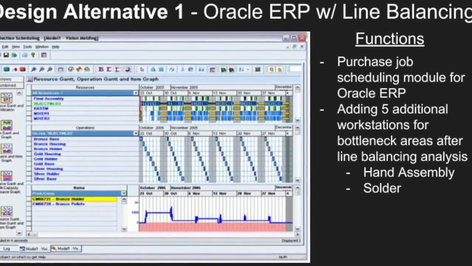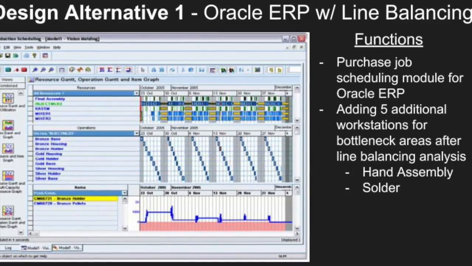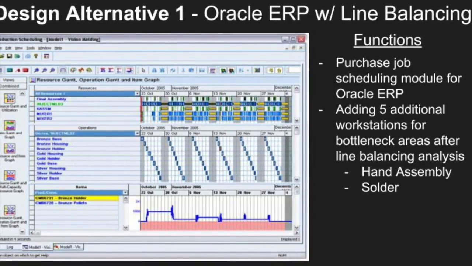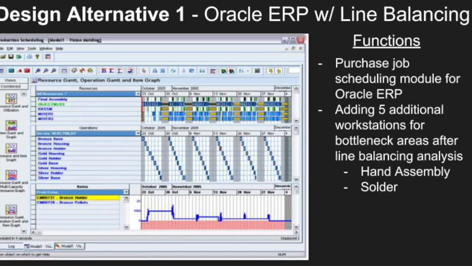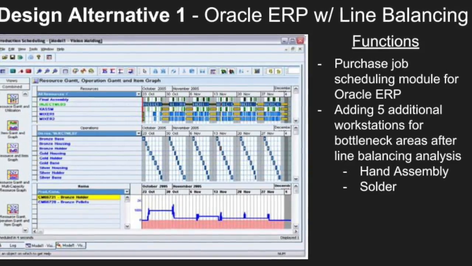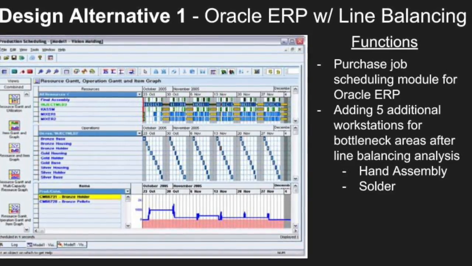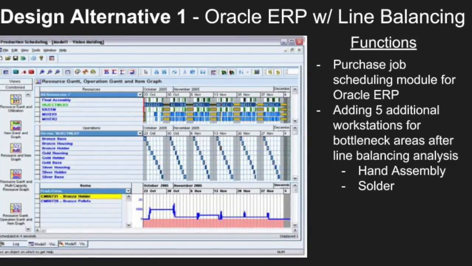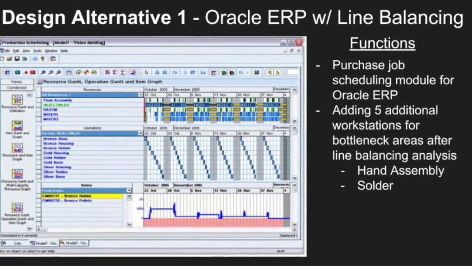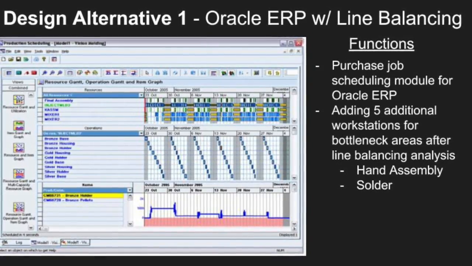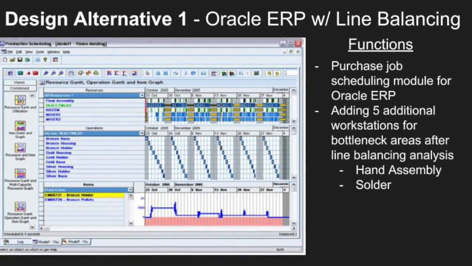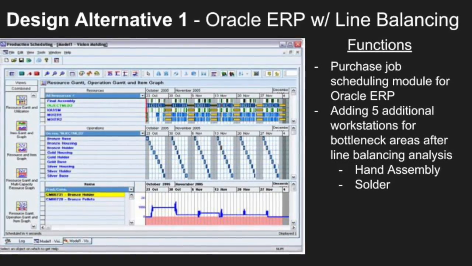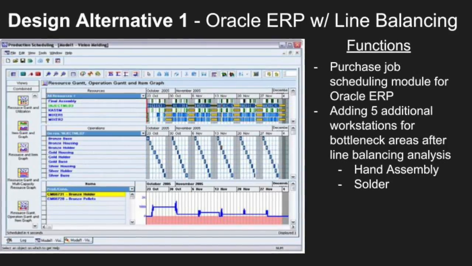I also conducted a line balancing analysis to improve the assembly process efficiency. I was able to do so by calculating the number of workstations required by taking the total work content time divided by the cycle time. The results include adding 2 workstations for hand assembly and 3 workstations for soldering, which are both bottleneck areas identified in the previous process flow map.